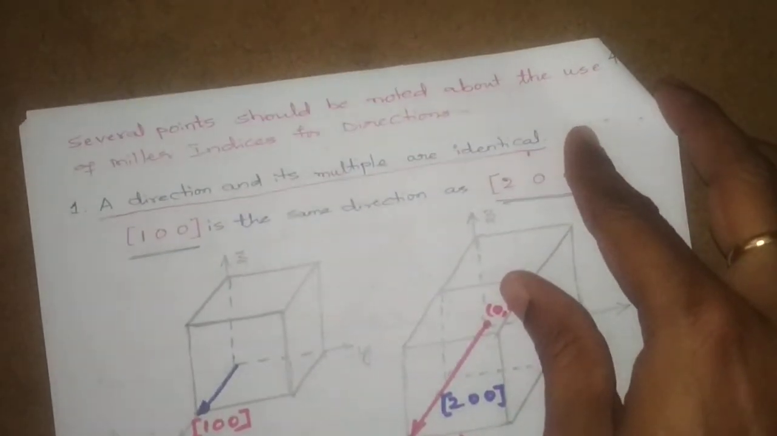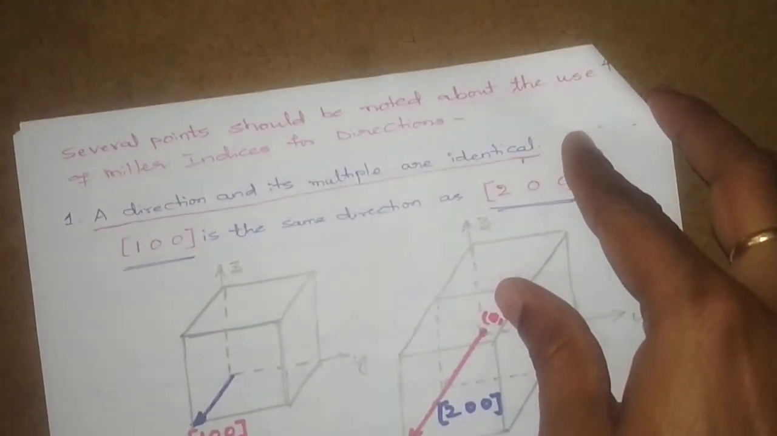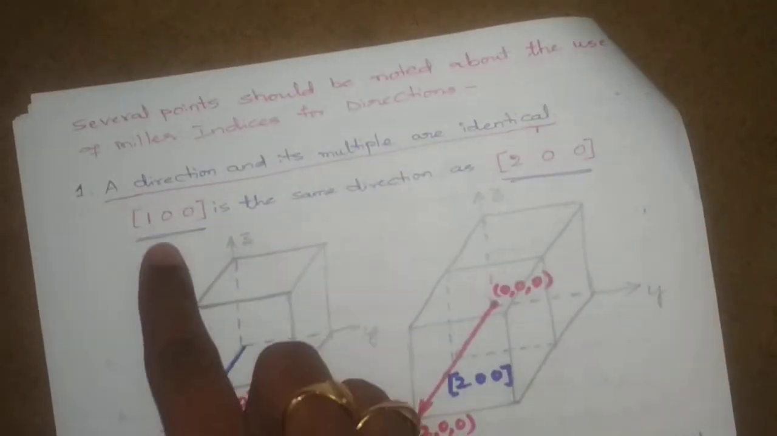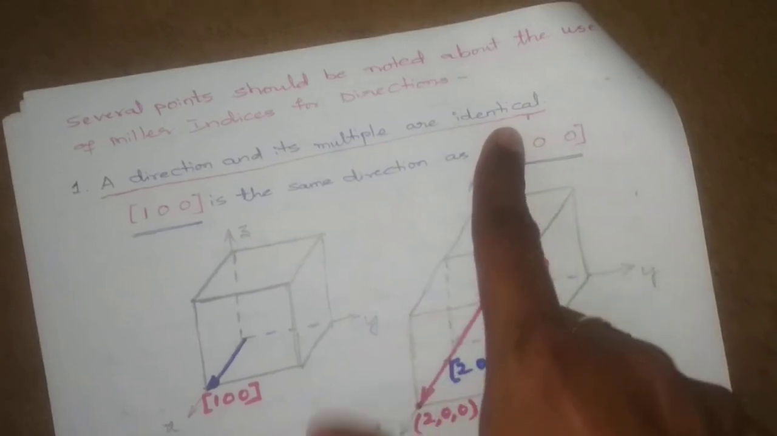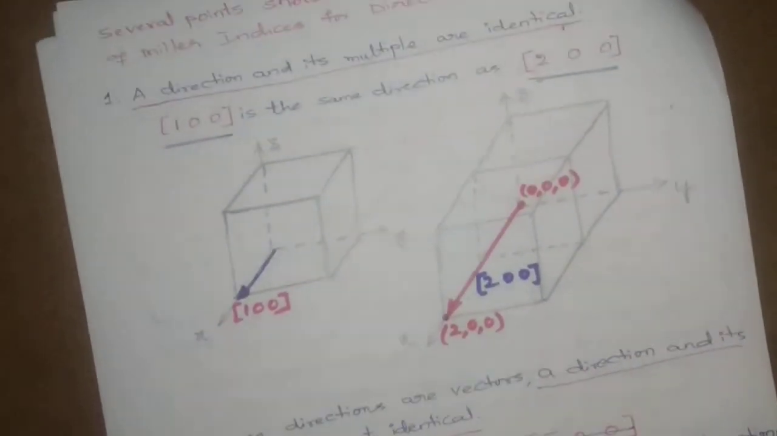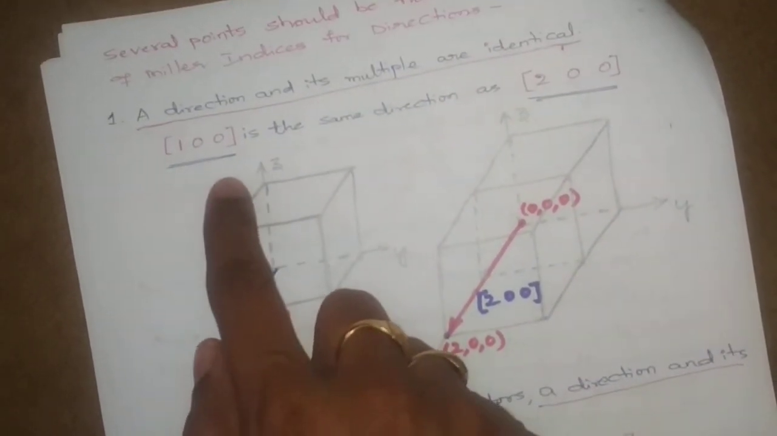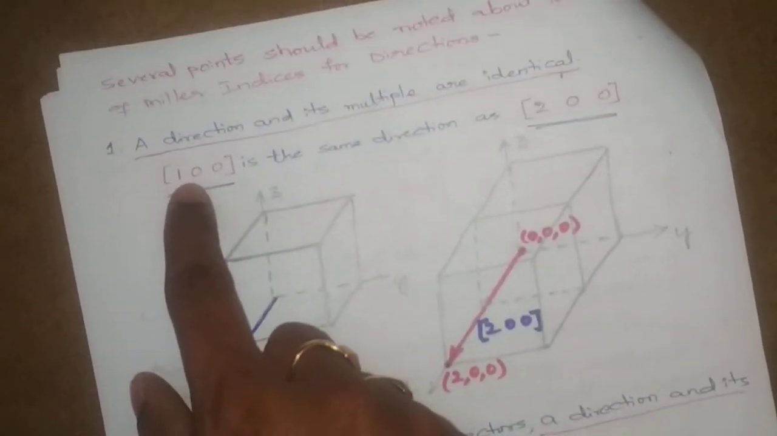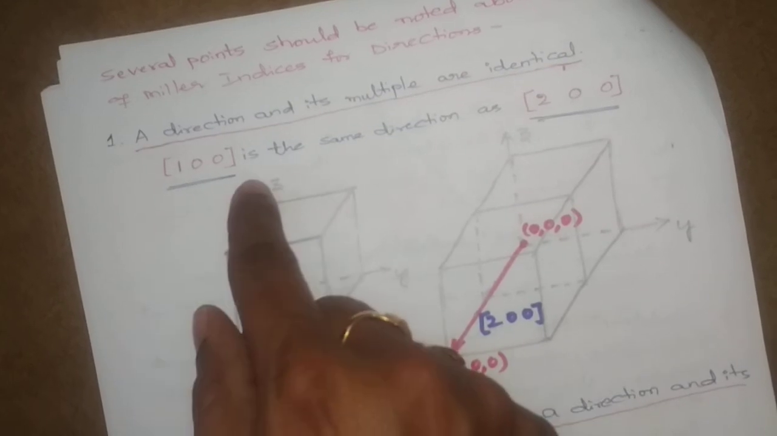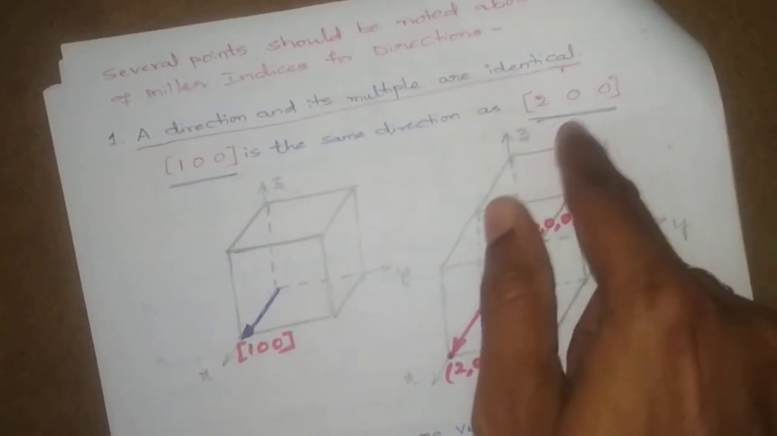So several points should be noted about the use of Miller indices for direction. The first point is that a direction and its multiples are identical. So you can see here 1, 0, 0. They are enclosed in a square bracket, so you should understand that this is a direction. 1, 0, 0 is the same direction as 2, 0, 0.